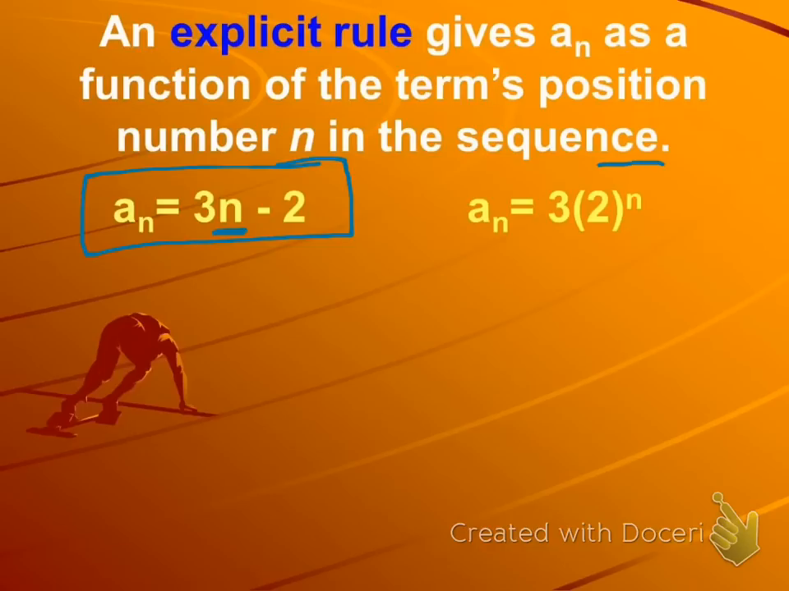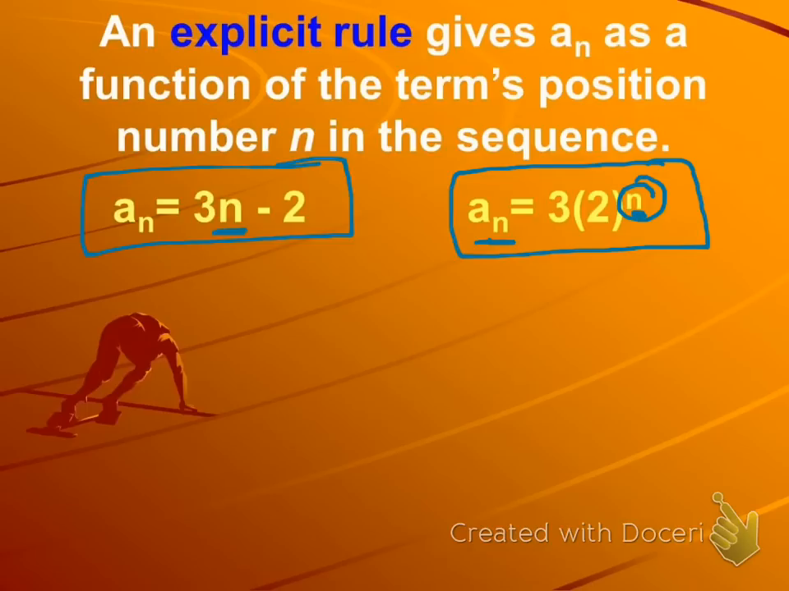The second explicit rule here is similar to our geometric rules. It still gives any term as a function of where that term is at. For instance, if you were finding the third term, then you would put 3 in for the n. These rules are written explicitly.